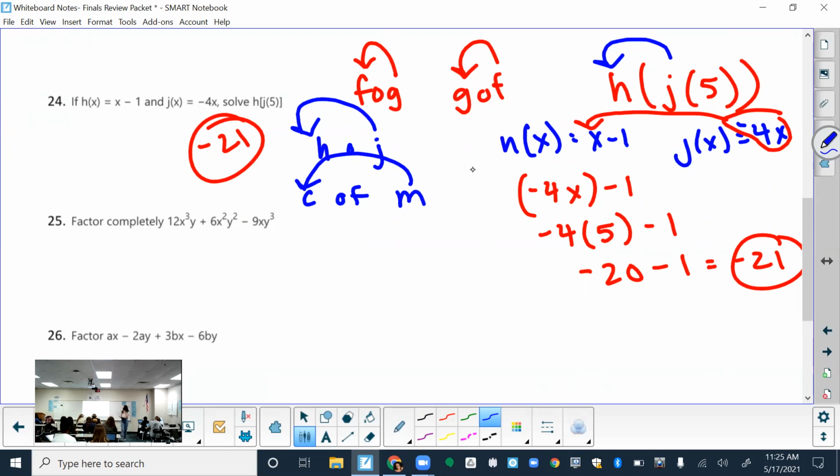Questions about this one? Questions about any others from the packet? Yes? 23.